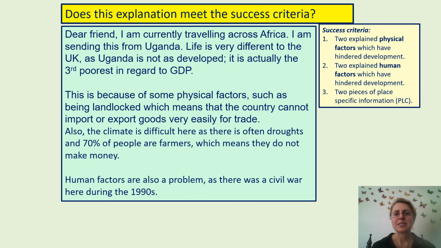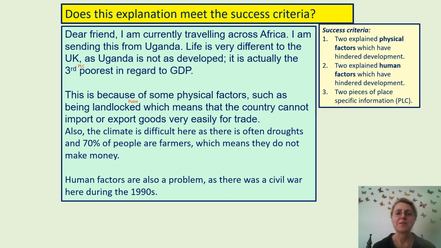So let's look at this answer first. Does it meet the criteria? Let's look at how it can be improved on. So as I read it, I'm going to bring up what this person has included. Dear friend, I'm currently travelling across Africa. I'm sending this from Uganda. Life is very difficult compared to the UK as Uganda is not as developed. It is actually the 3rd poorest in regard to GDP. So this person has put in place location information.